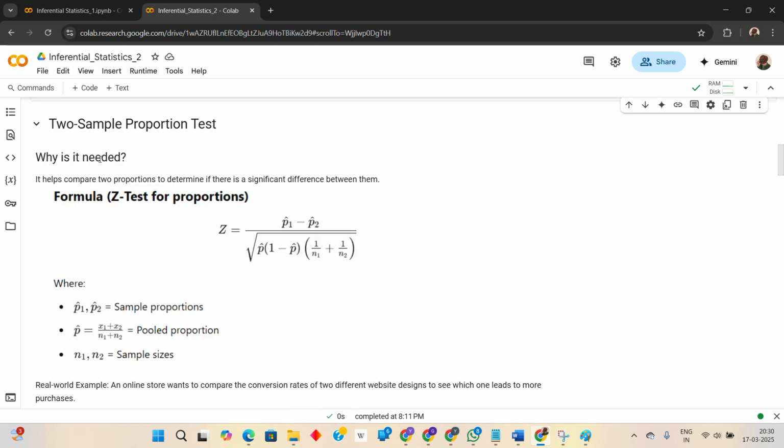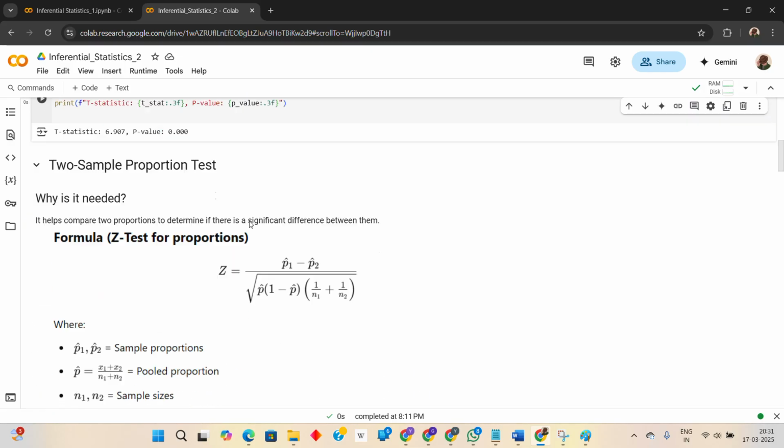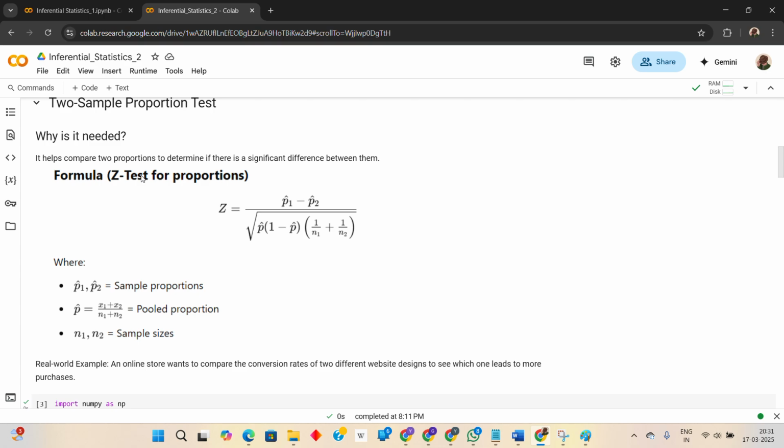Let us go to the next concept, called the two sample proportion test. Whenever you want to compare two proportions, instead of comparing the means of two groups, we have to go for the two sample proportion test. For that purpose we use the z test for proportions: p1 cap minus p2 cap divided by the standard error, and here we use the pooled proportion. The pooled proportion is simply x1 plus x2 divided by n1 plus n2.